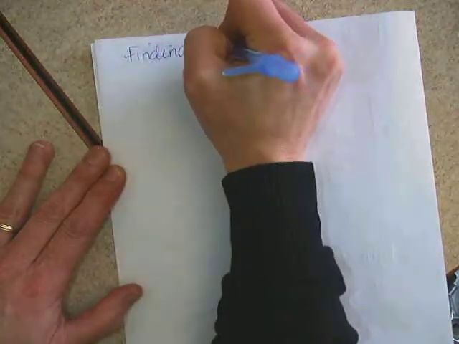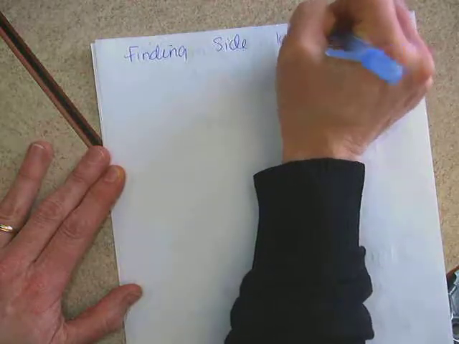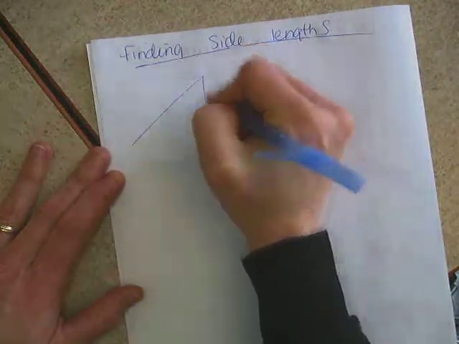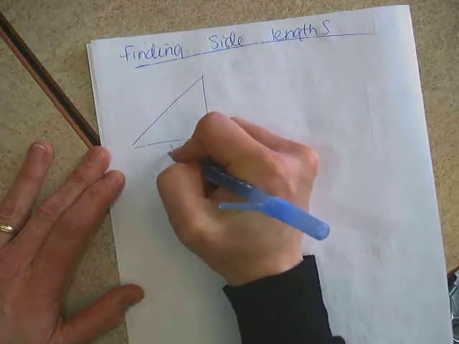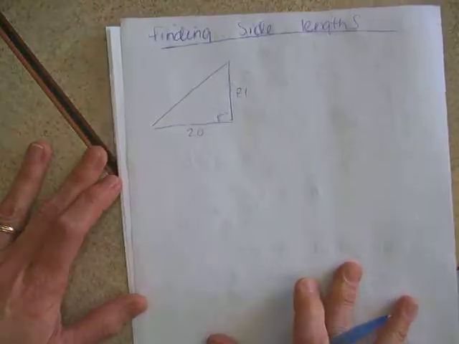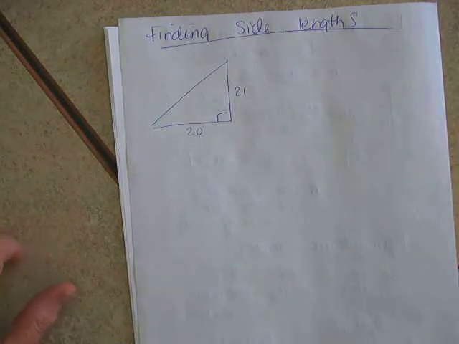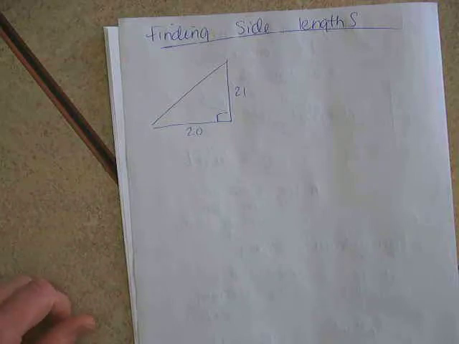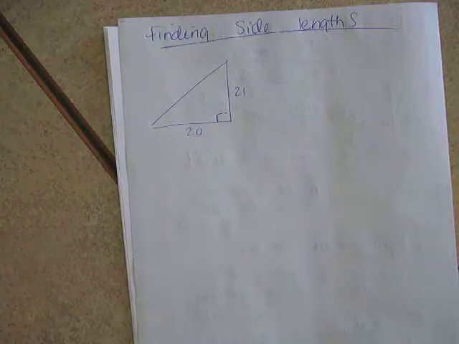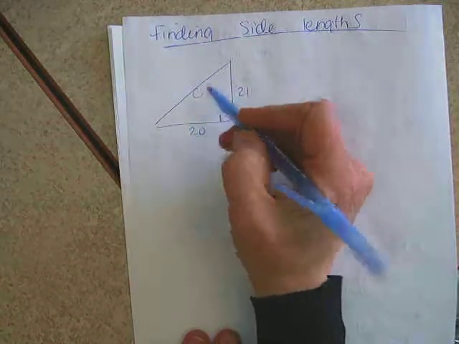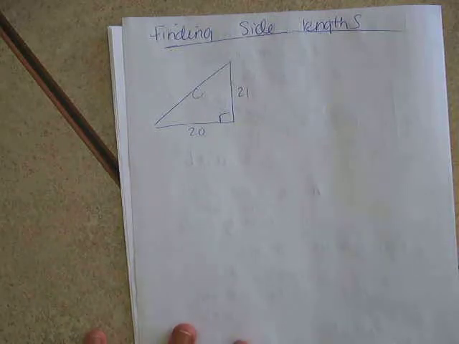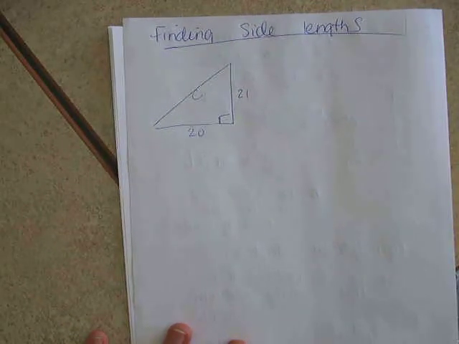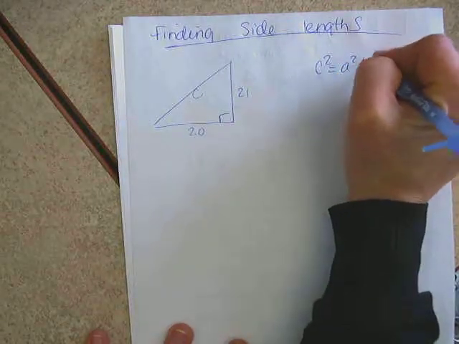All right, so let's apply the theorem. We're going to be finding side lengths. When you're given both legs, it really doesn't matter which one you choose to call A or B, because they're going to be squared and added together anyways. So that part doesn't make a difference. C, though, again, has to be the hypotenuse. So in this case, we are missing C.